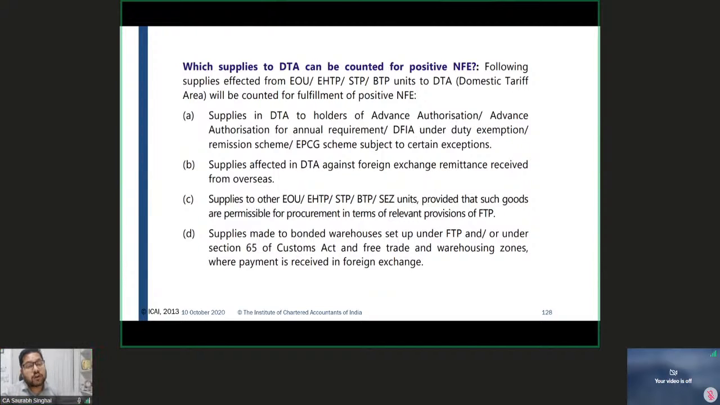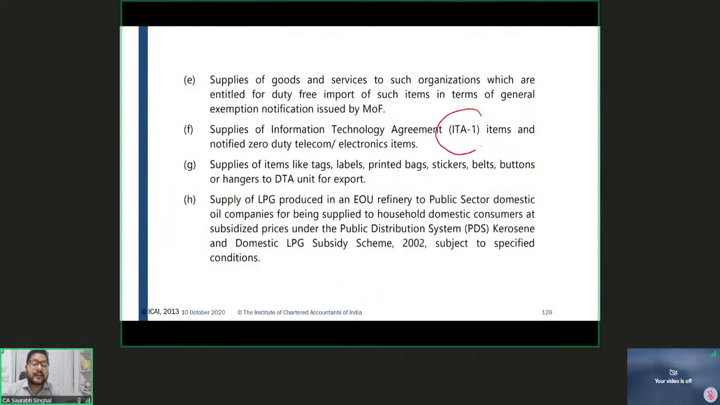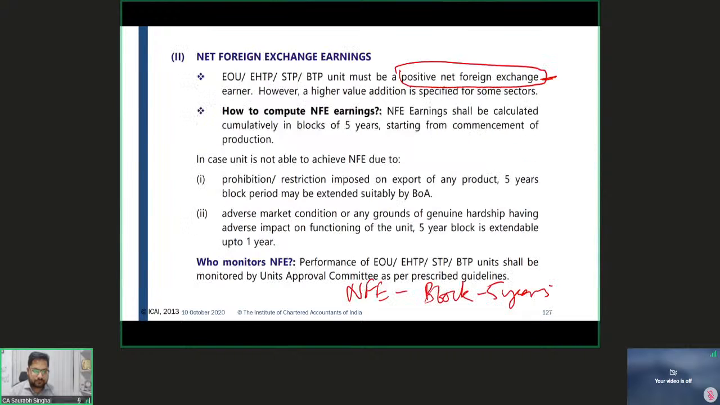What all supplies will be counted towards positive NFE? So what will be considered as foreign exchange earned? There are various supplies. You can refer to them and understand what all supplies will be covered. One of the important ones are ITA supplies. ITA supplies even to a DTA unit for export will be considered to be a positive foreign exchange.